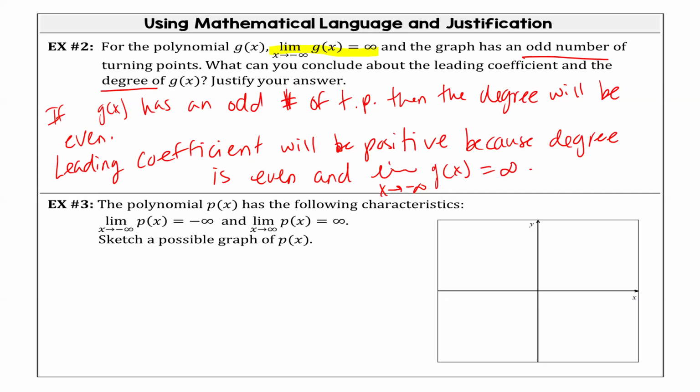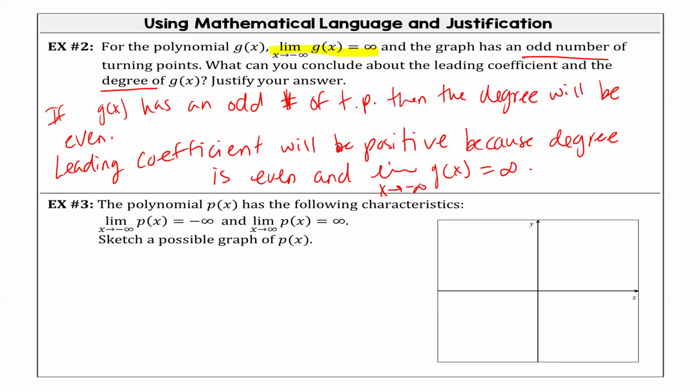I scribbled the word L-I-M. This is limit. It's just an L-I-M. The g of x equals infinity. All right. Again, this would be an example of a non-calculator situation, right? They would give you a description, and without a calculator, you have to describe because it's based off of vocabulary.